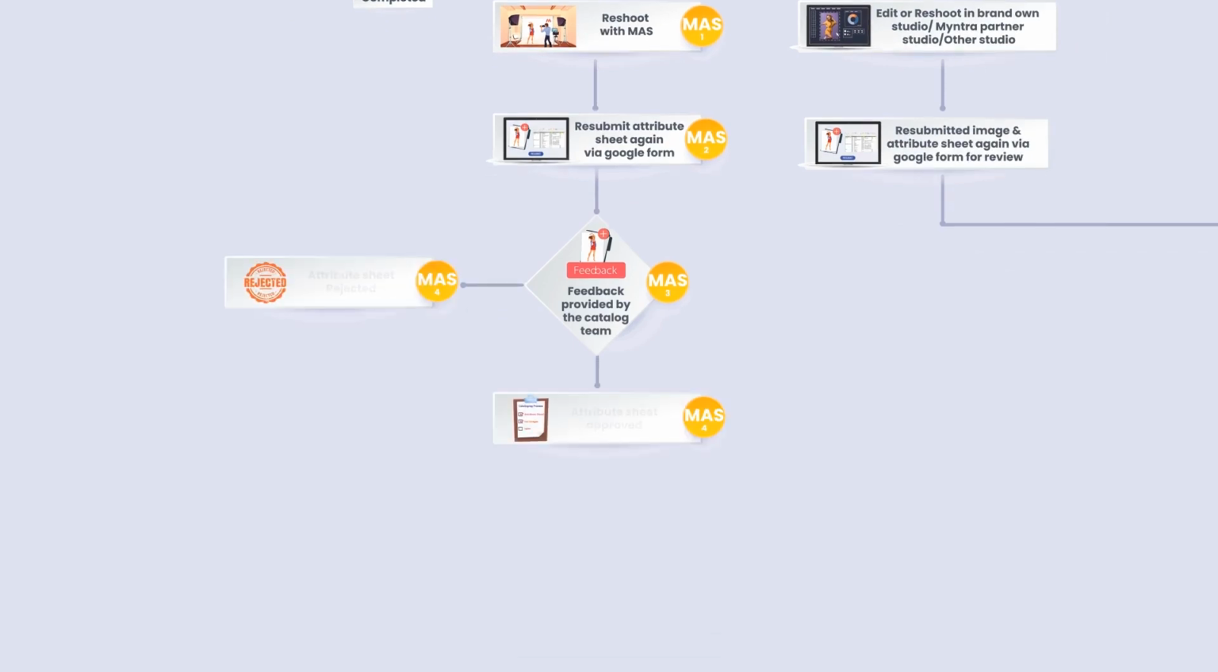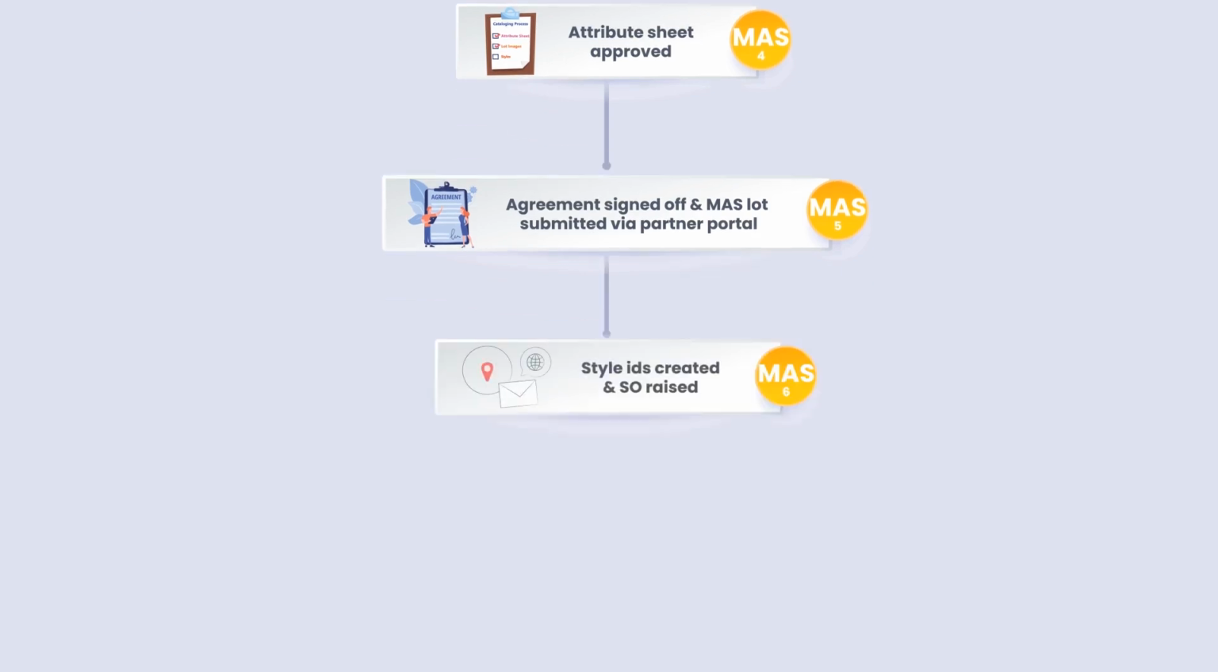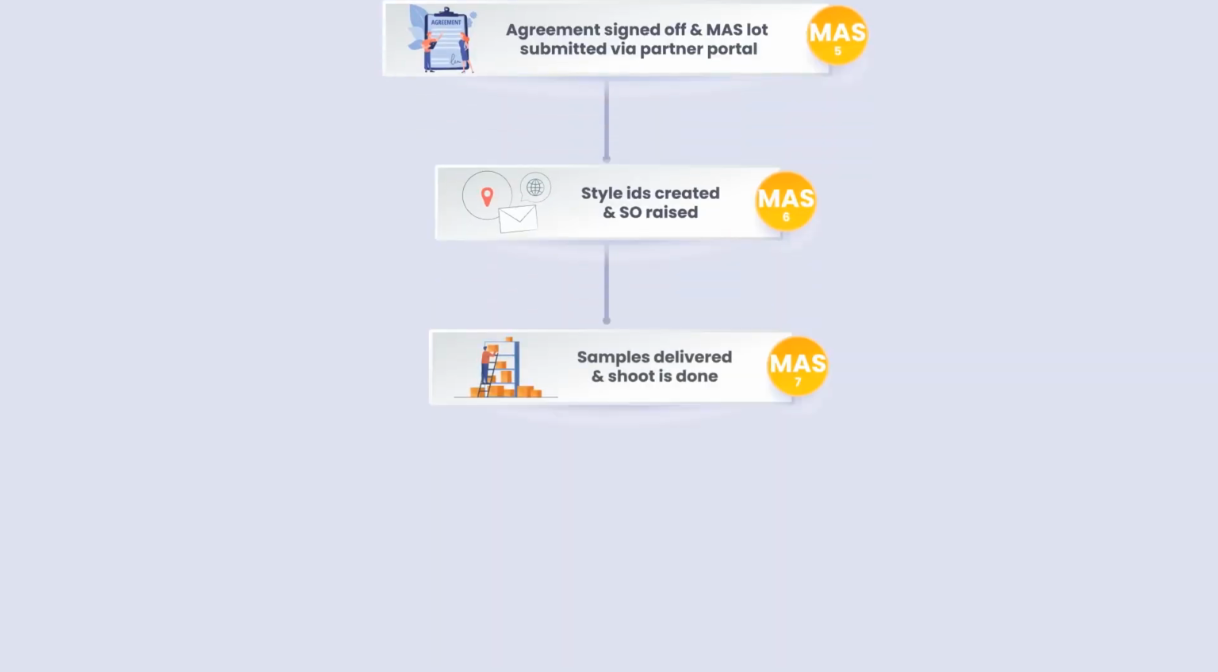Once the attribute sheet is approved, you will also have to sign off an agreement to go ahead with MAS shoot. And once the agreement is signed off, you can upload the sheet for the shoot. Team Myntra will create Myntra style IDs and SO will be raised. SO can be downloaded from the Partner Portal itself and ship the sample products for the shoot as per instructions on the mentioned address in SO.